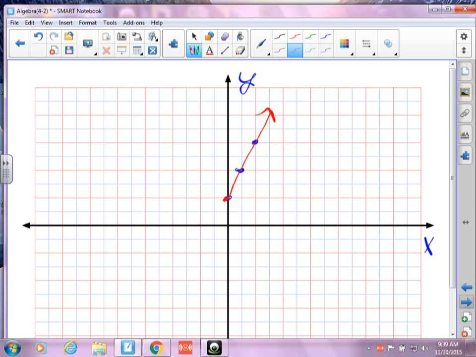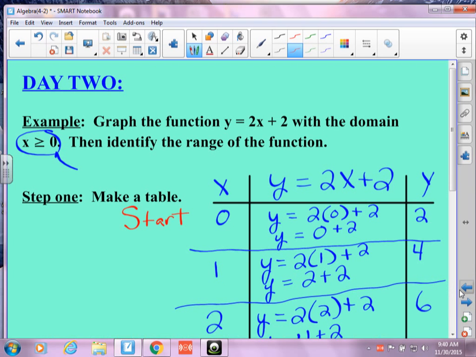So this is called a ray. It's not a line. I don't have arrows on either side. Think of it like a rocket ship. I've got to start and it blasts off. Hopefully it doesn't go backwards, because if it does, it's like boom, right? So when you have something that looks like this symbol right here, you're going to have a ray.